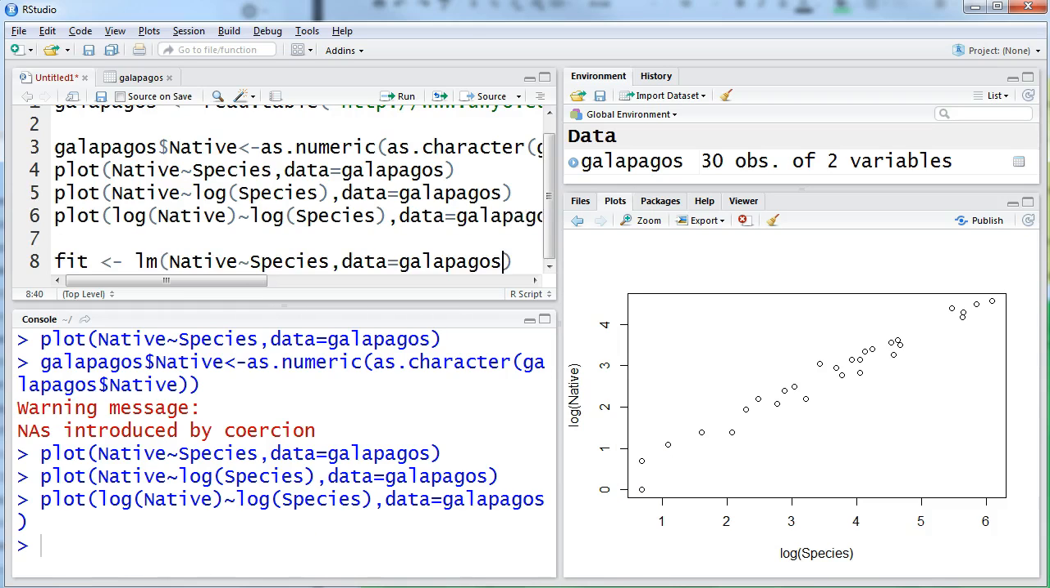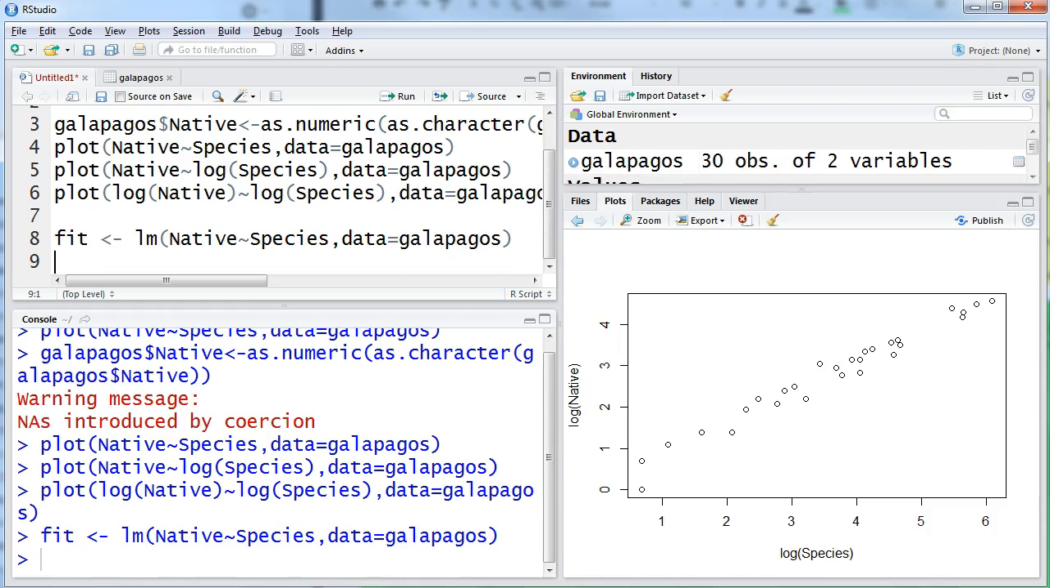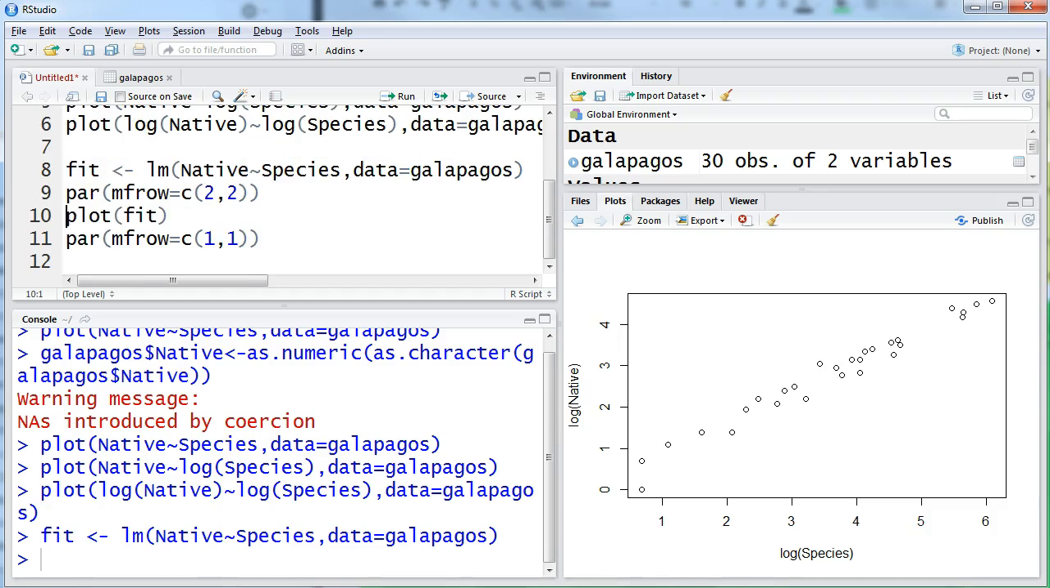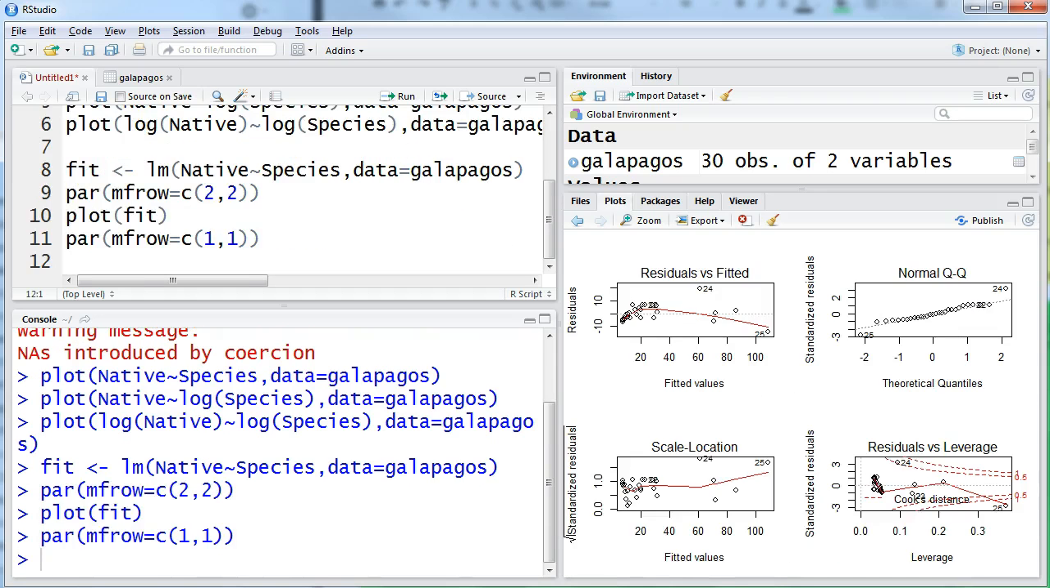So what would happen if you didn't notice? What if you did an LM of just the linear native and the linear species without doing the logs? Well, when you look at the residual plots, these just don't look like good residuals. There's curvature, there's these weird, extremely large outliers here, whereas the rest of the data seems clumped there. That would be an indication that maybe there's something that can be fixed here.